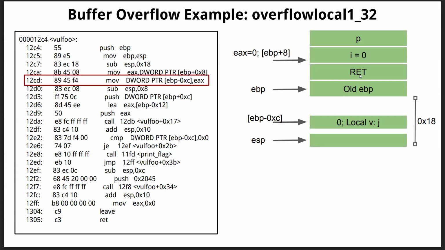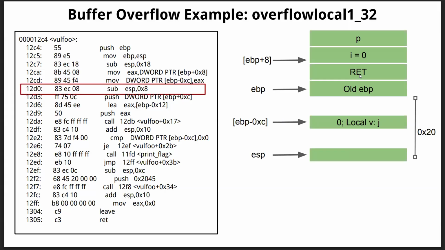Here, this local variable is only 4 bytes, but we are using EBP minus C, which means this 8 bytes we're not really using. So the compiler chooses to do that for alignment or whatever. But we're not really using it. Then we subtract 8 bytes from ESP again. So now the distance between ESP and EBP is 32 bytes, 20 in hex. Later you will see why we're doing that.